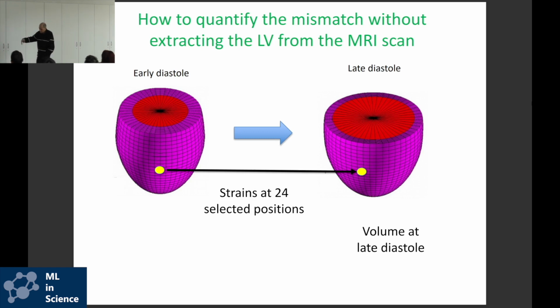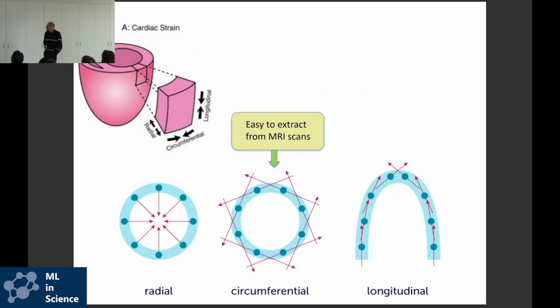When I started working in this field, the state-of-the-art, the textbook method was that you looked at various landmark points, indicated here in yellow, and then you look at how these landmark points move as a consequence of the expansion of the left ventricle. That displacement is what's called a strain. So my collaborators looked at 24 strain positions. There are different ways how these landmarks can move, and my collaborators focus on the circumferential strains because they are particularly easy to extract from the magnetic resonance images.